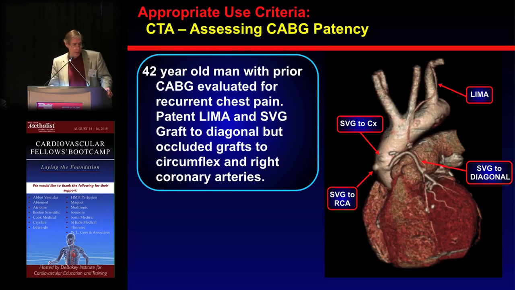We can also look at bypass grafts. This is someone who had prior bypass surgery. We can see the LIMA graft. This patient has an SVG to the diagonal and an SVG to the circumflex, which is occluded, as well as an SVG to the right, which was occluded.